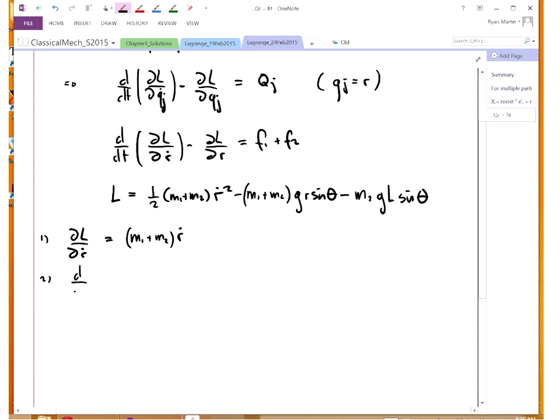So now second, I need d by dt of that. So that's d by dt of (m1 plus m2) r dot. Now m1 and m2 are constants, right? The masses don't change with time. So when I take the derivative, I just have (m1 plus m2) times d by dt of r dot, and we just call that r double dot.